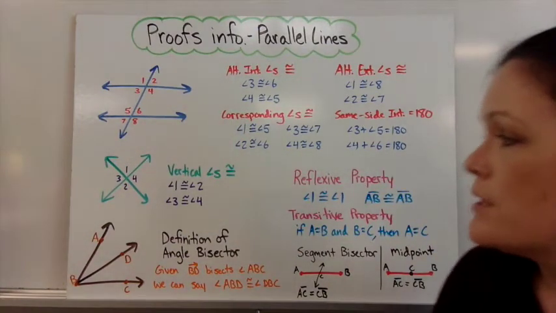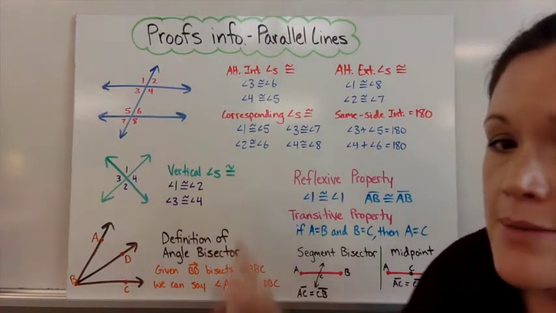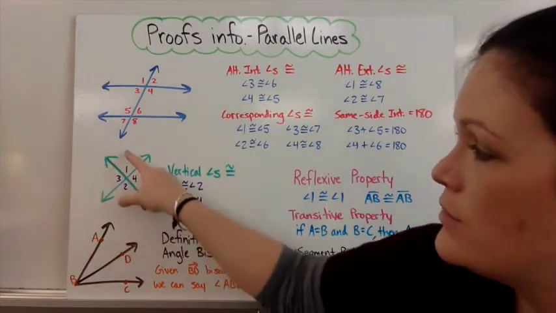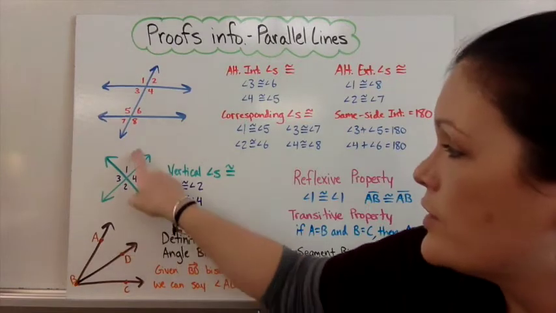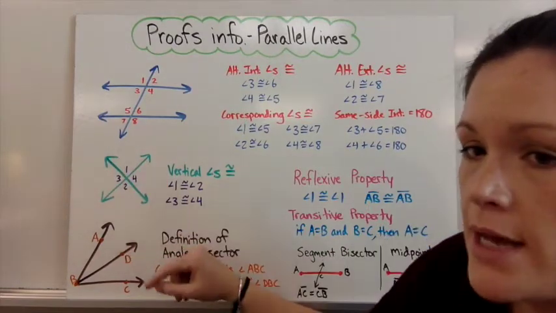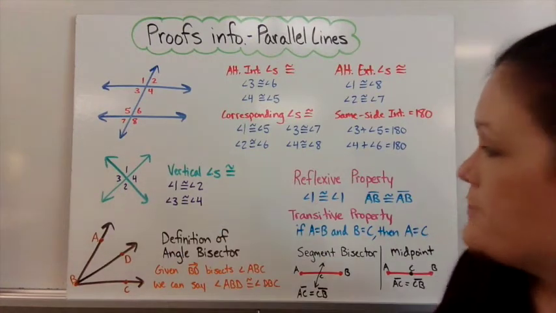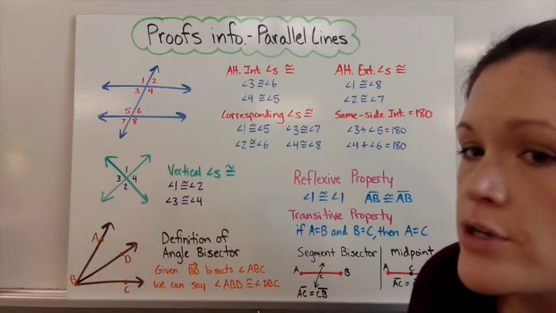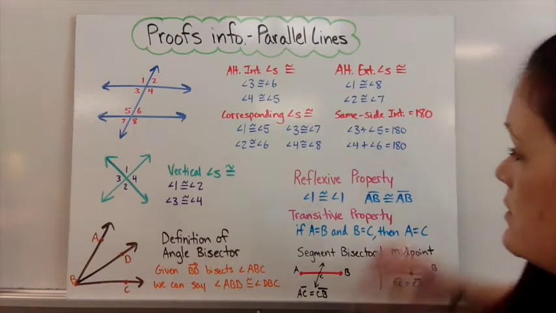Another really important thing to put in your notes is that vertical angles are congruent. So anytime in any figure that you have two lines that intersect, the angles across that intersection are congruent. For this little figure I drew here, they're just two intersecting lines. 1 is congruent to 2, and 3 is congruent to 4. It does not matter at what angle they intersect. We just know they're congruent if they are across the intersection of two lines.